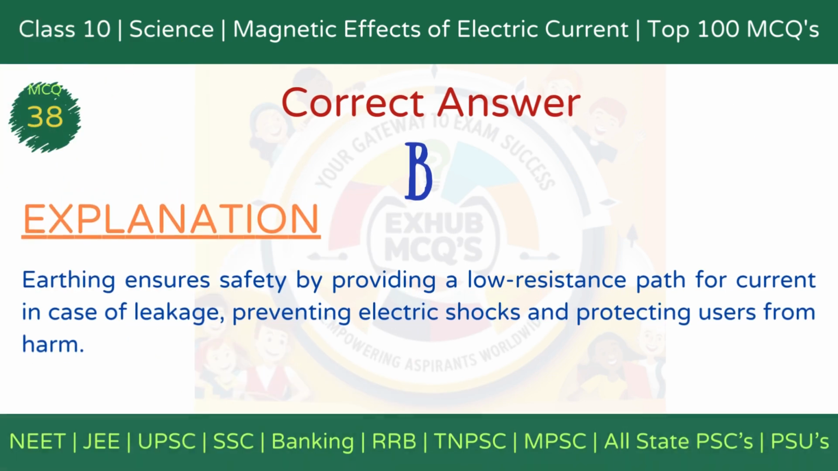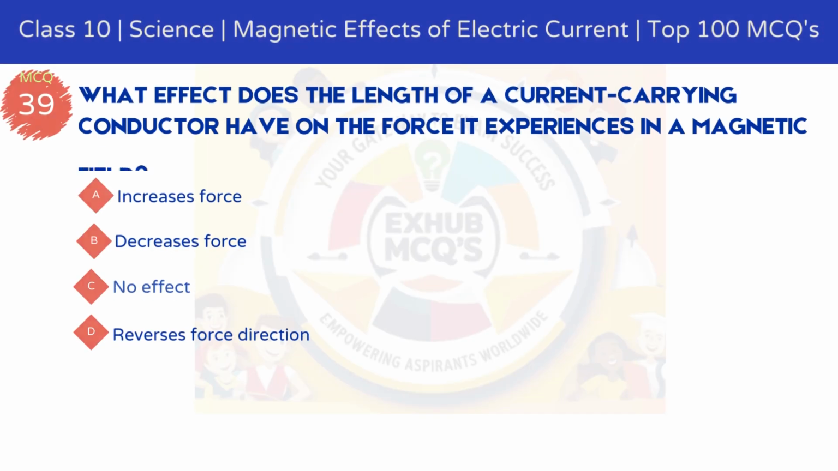The correct answer is option B, to prevent electric shocks. Explanation: earthing ensures safety by providing a low resistance path for current in case of leakage, preventing electric shocks and protecting users from harm.